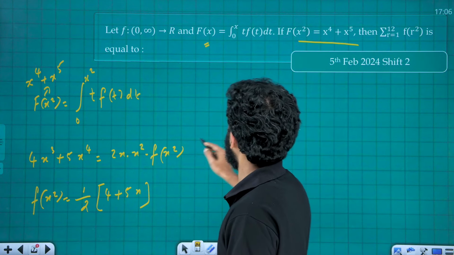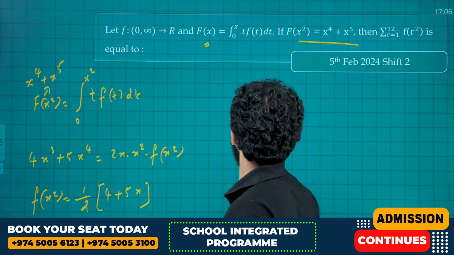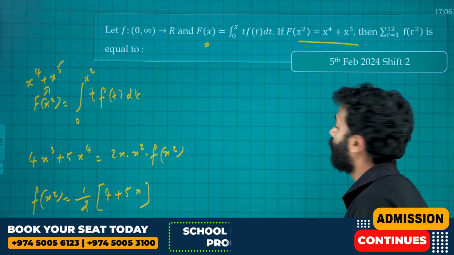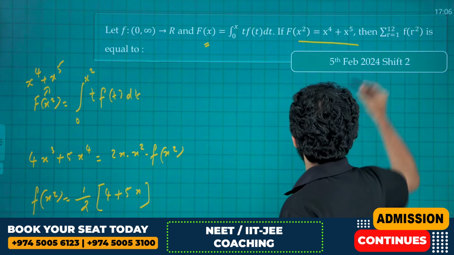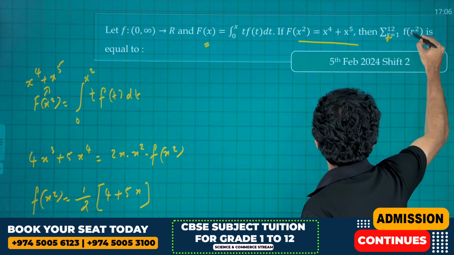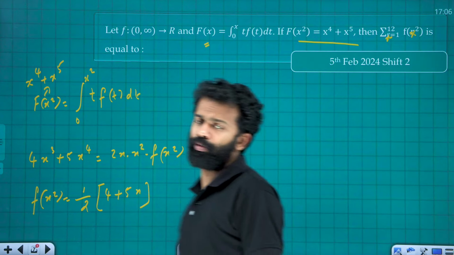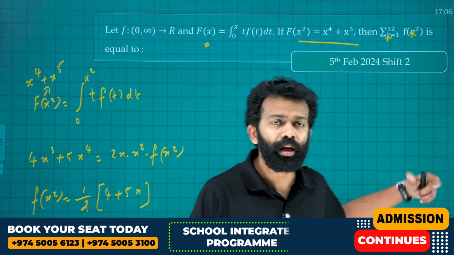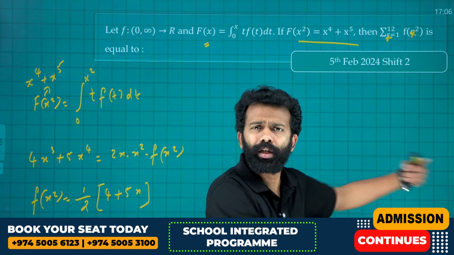And we can substitute the values here like r is equal to 1 to 12 f of r square. What I am doing is, instead of r, we can take x directly. That is x is equal to 1 to 12 f of x square. There is no printing mistake. I just converted the question. Whatever it is, you will get the same result.